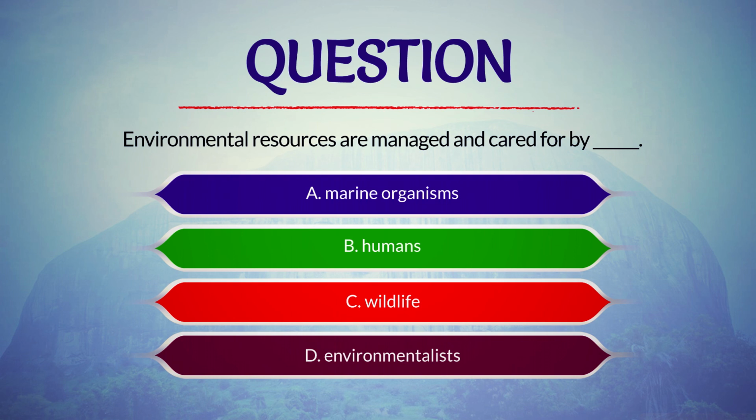Question 2. Environmental resources are managed and cared for by dash. A. Marine organisms, B. Humans, C. Wildlife, or D. Environmentalists. The correct answer is B.